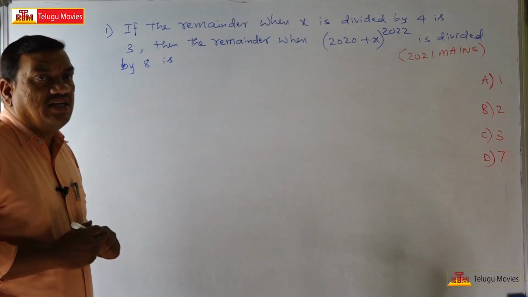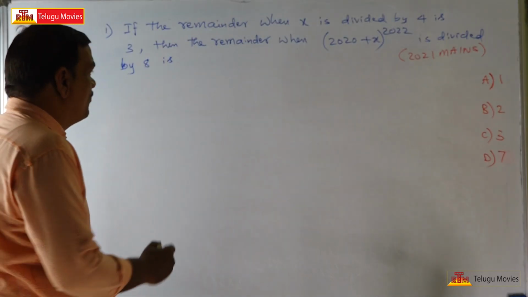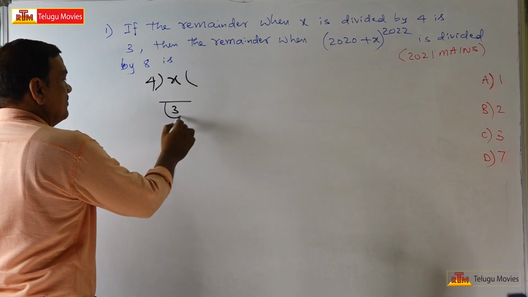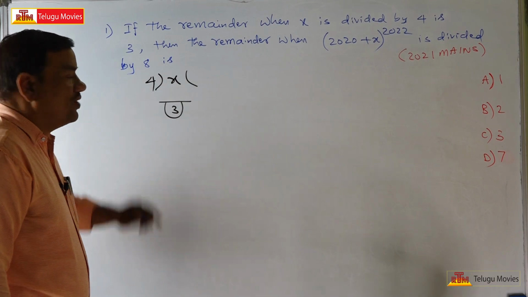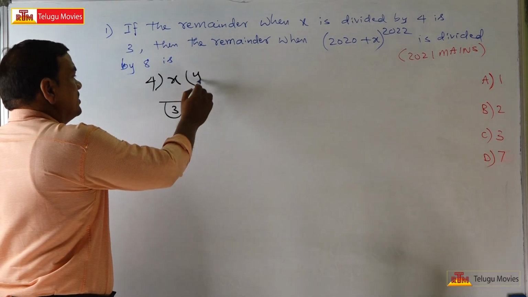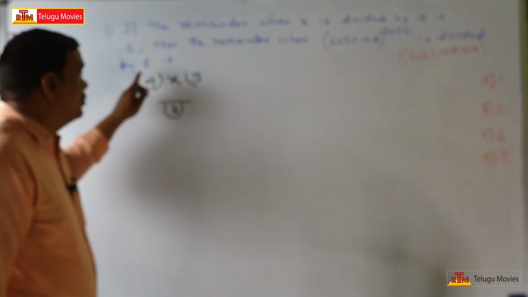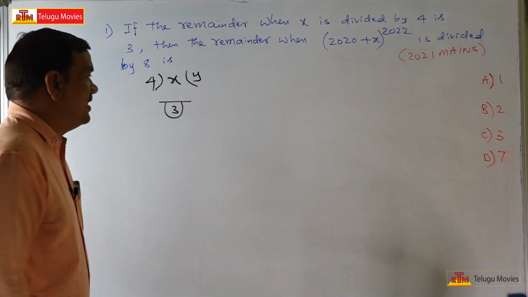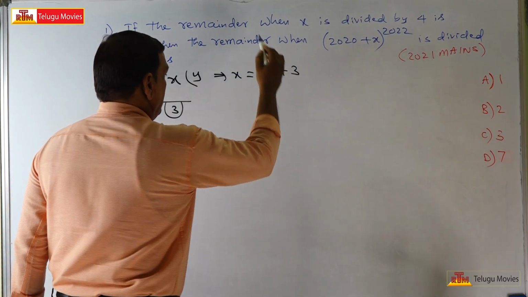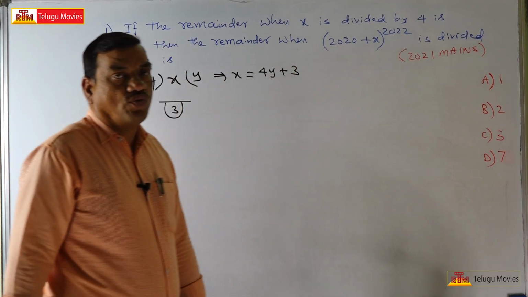The first given data is: when x is divided by 4, the remainder is 3. Now we don't know the quotient. Let us say the quotient is y. We know that dividend is equal to divisor into quotient plus remainder. So x is equal to 4y plus 3. Keep it like that, so in place of x, we can substitute 4y plus 3.